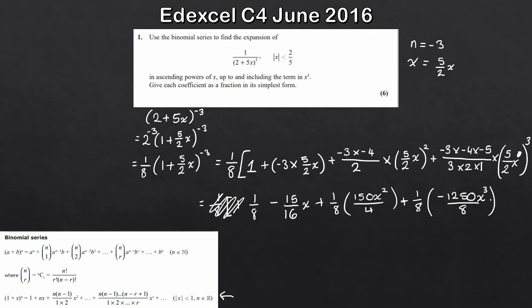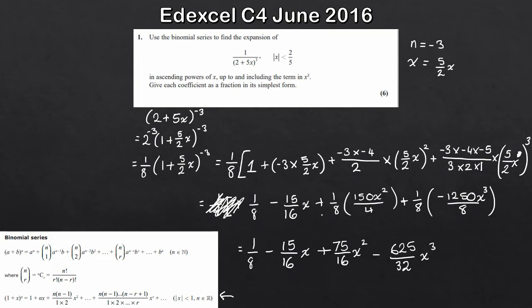Okay. And again, just working out this final line of working here, these two terms won't change, so 1 over 8 minus 15 over 16x. 150x squared over 4 times by 1 over 8. So simplifying this fully now, this would be 75 over 16 x squared. And then finally, minus 1250x cubed divided by 8 times 1 over 8. That will actually give us minus 625 over 32 x cubed.